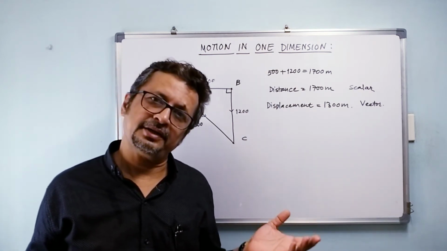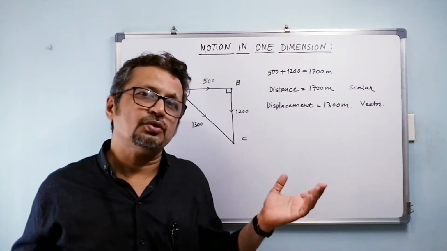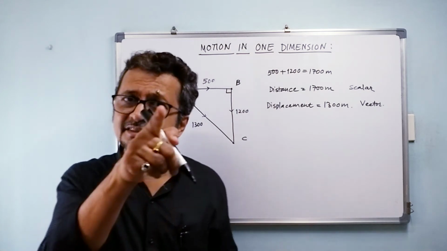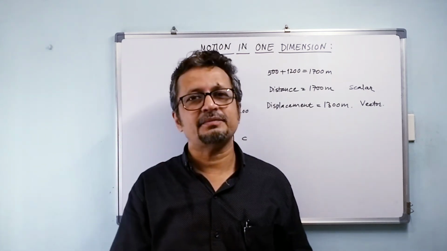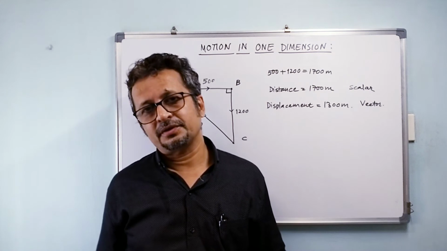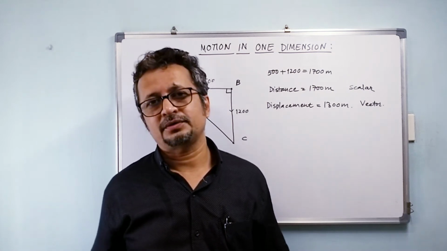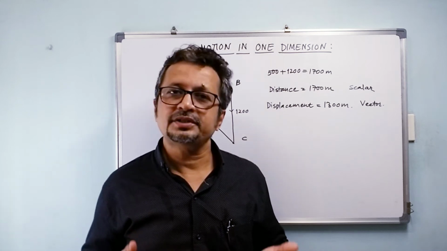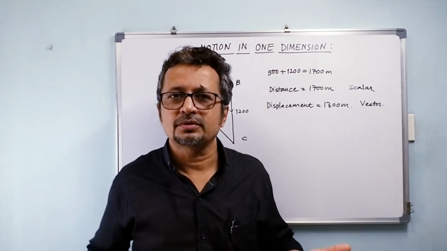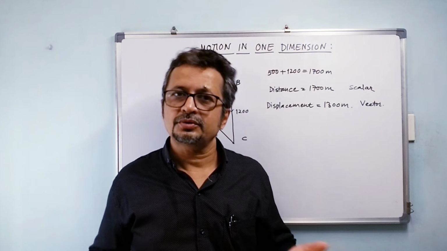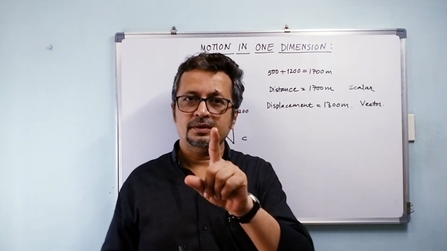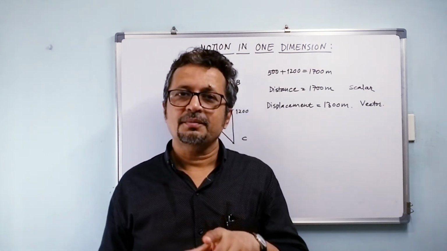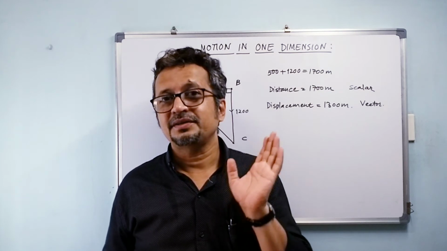Alright, under any circumstances, can the distance traveled by me be negative? No, distance cannot be negative. Can the distance be 0? Yes, it can be. I am standing here. I don't walk for 10 minutes. What is the distance traveled by me? 0, isn't it? So distance can be 0. Distance can be positive, but distance cannot be negative.